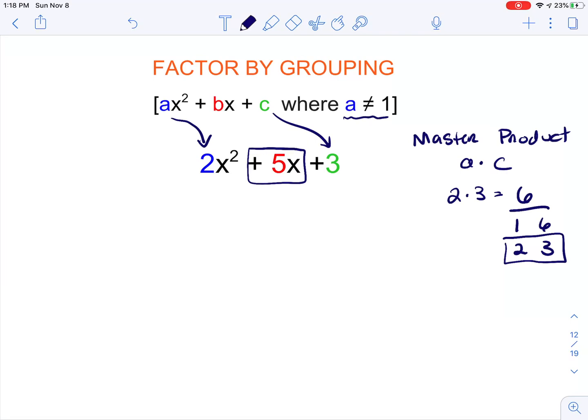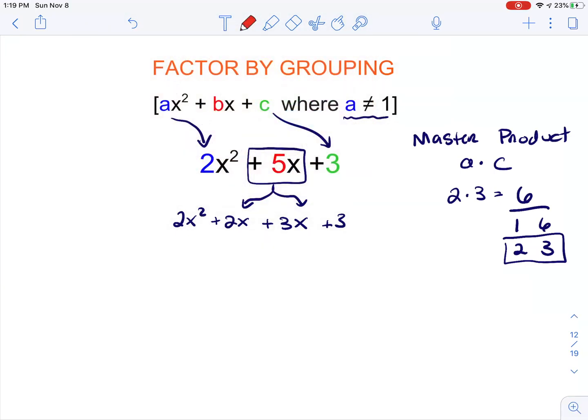Now what is going to change is what we do with those two factors. Instead of throwing them directly into our parentheses, we're going to uncombine our like terms. I'm going to bring down the 2x squared and the 3, and split up my 5x using those two coefficients as 2x plus 3x. We know that 2x plus 3x is equal to 5x, so it's still equivalent. We're just breaking it apart. Those are the steps to prepare your quadratic to factor by grouping.